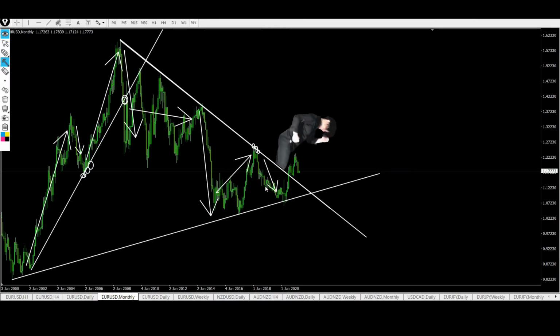So at this point, all the people that are short are very happy, right? However, in 2019, price began to respect this upward trend line very nicely and got rejected back up.